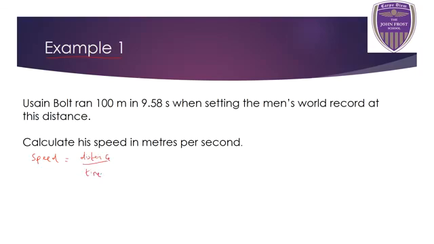Now look at this question. What are we given? We're given the distance, which I'll call D, is 100 meters. And we're given the time it took him to run, which I'll call T, 9.58 seconds. So speed, I use the short version now. Speed equals distance divided by time, which is 100 meters. The units are really important here, okay? Divided by 9.58 seconds. Obviously, you're going to have to use a calculator for this.